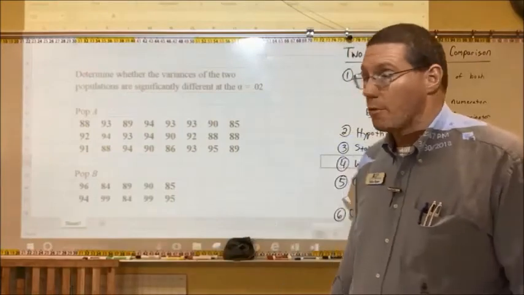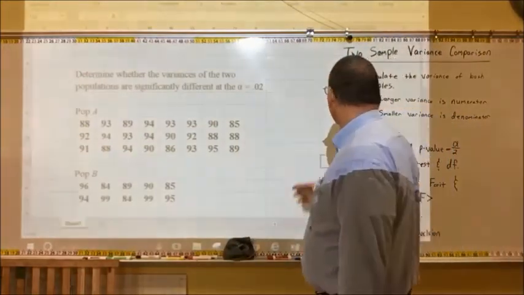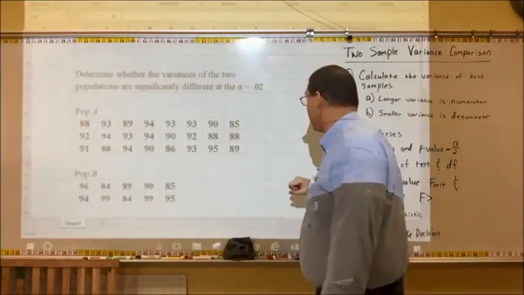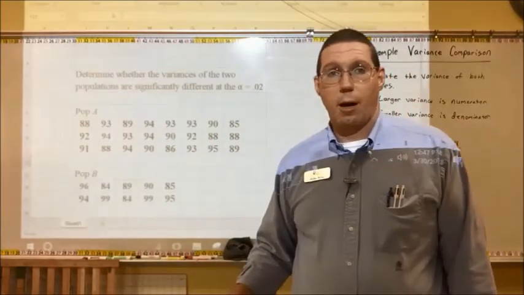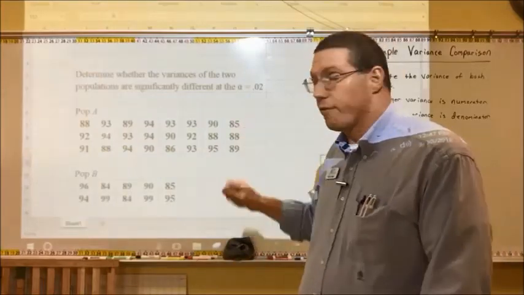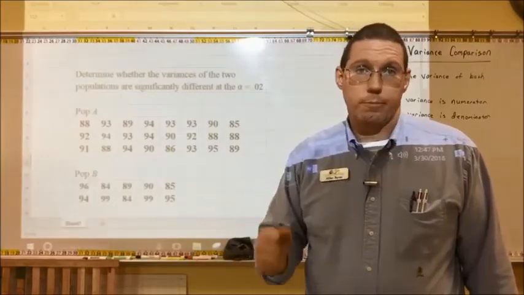That happens sometimes, okay? So here's what you need to do. Step one, you need to calculate the variances of both samples, identify one of them as the numerator, identify the other one as the denominator. Don't forget to identify the degrees of freedom for each one as well. Go.